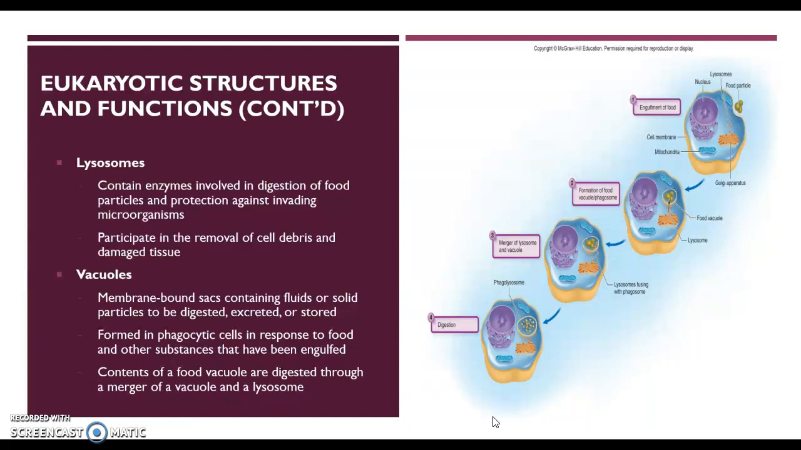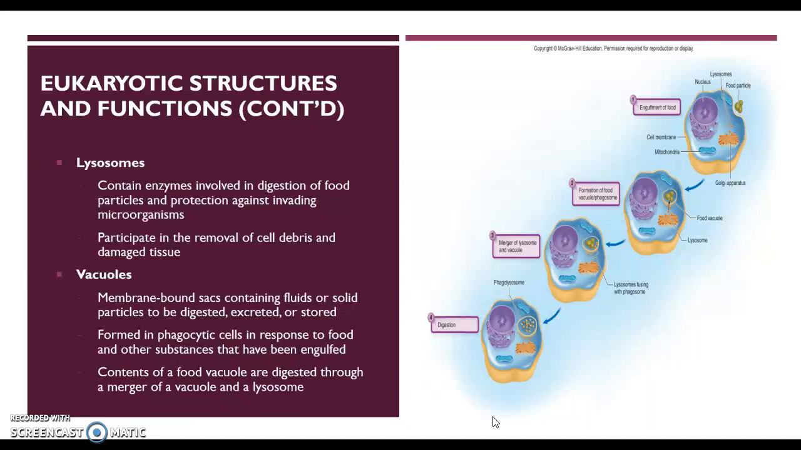Vacuoles are formed in phagocytic cells like our macrophages in response to food and other substances that have been engulfed. And then generally a vacuole and a lysosome will merge, so the digestive enzymes within the lysosome can then combine with the contents of the vacuole and begin to break it down. And that's what this diagram shows.